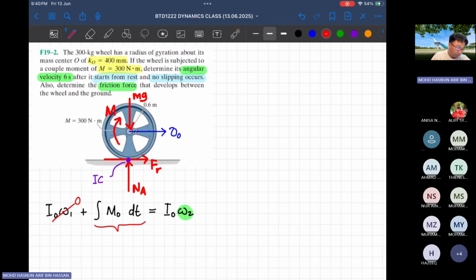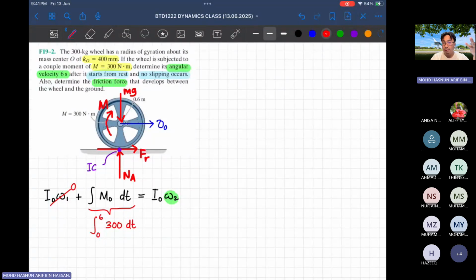The integration becomes easier because now we are integrating from 0 to 6 of 300, which is the moment, dt. What happens when you integrate 300 dt? What do you get? Anyone?